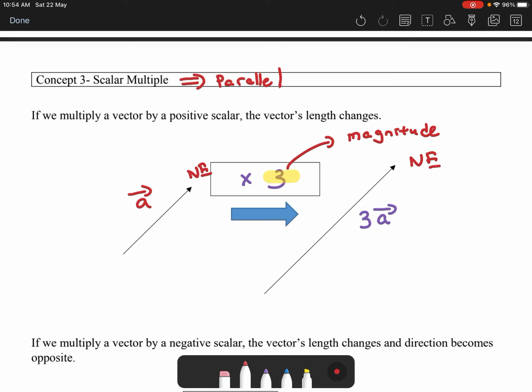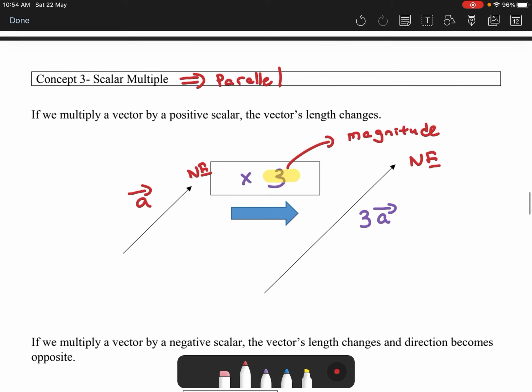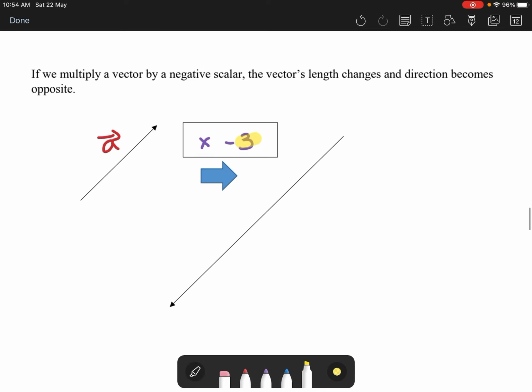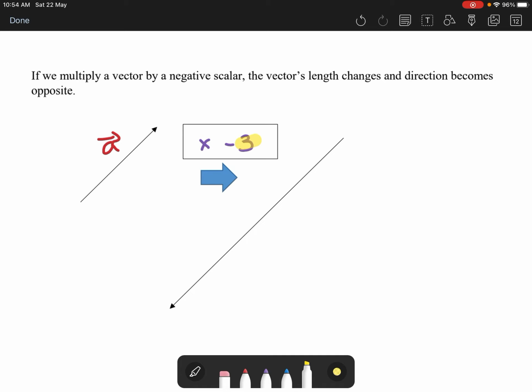Okay. Then of course, positive number, we can also multiply by a negative number. Alright, so let's just say I have the same A, arrow A, and I multiply by, let's just say, negative 3. Okay, so now not just that the arrow now becomes longer, it must also change direction. Alright, so how do I represent this elongated arrow? I must represent it in terms of negative 3A and put an arrow.